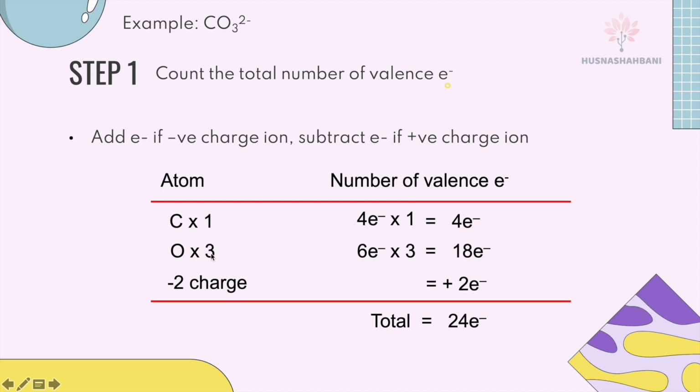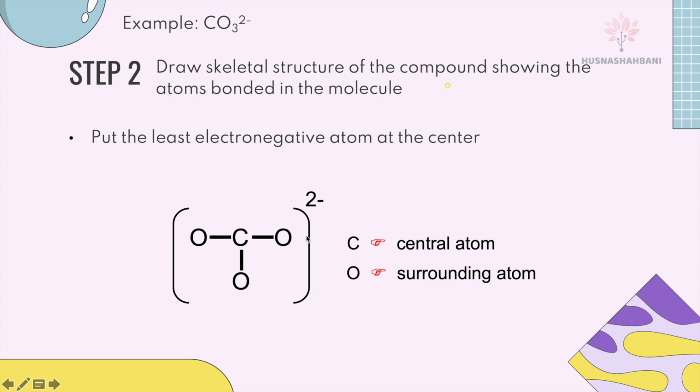Oxygen, we have 3 oxygen. Valence electrons of oxygen is 6, so 6 times 3 because you have 3 oxygen. 18 electrons for oxygen in total, and you have to add 2 more electrons because the charge is 2 negative. So 18 plus 4 plus 2, you have 24 electrons in total for valence electrons of CO3 2 minus. That's the total number of valence electrons. Step number 2, draw the skeletal structure and choose which is the least electronegative. It has to be the center.